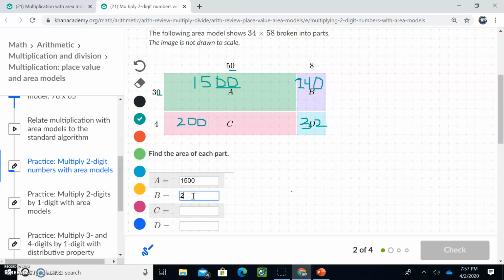240. My 200 looks really funky. I apologize. 232. Now, remember, these are partial addends. So if you were to use a calculator and you figured out 34 times 58, you would add these up, and that would be the total. That would be the product. 34 times 58 would equal these 4 partial addends combined.